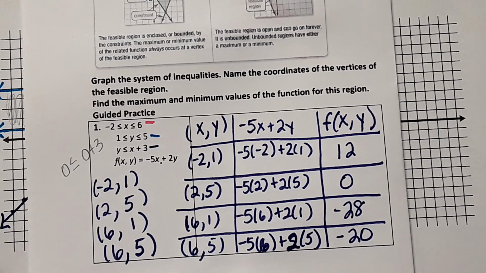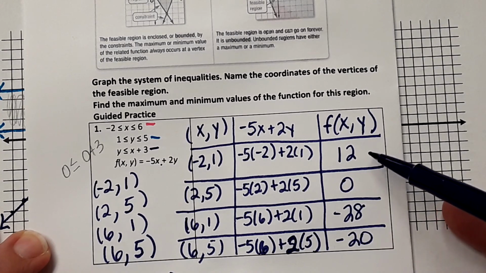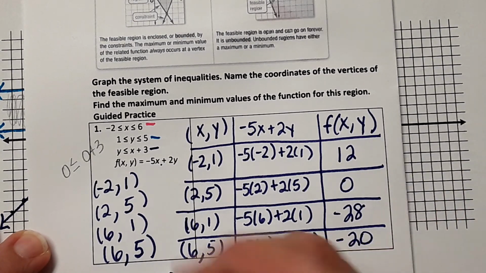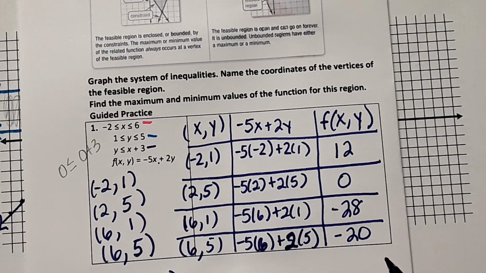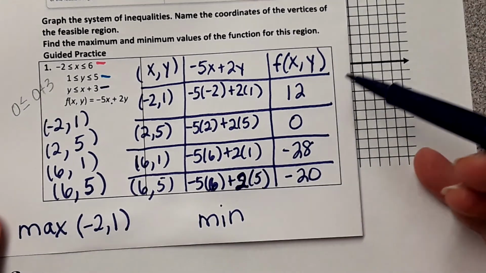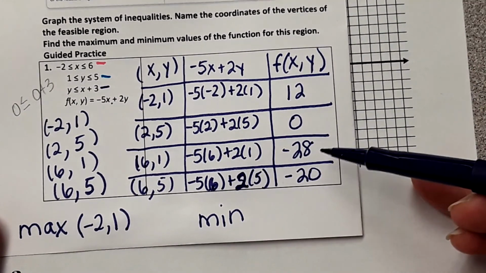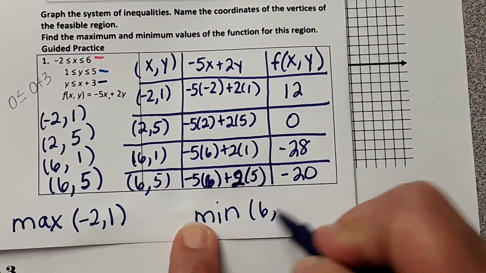So now, our maximum is at what point? Twelve is our maximum. So what point is that? Negative 2, 1. And our minimum is going to be, oh, and you guys can't see it, right? So our maximum is negative 2, 1, because that gives us the largest number, 12. And our minimum is negative 28, and that point is 6, 1.